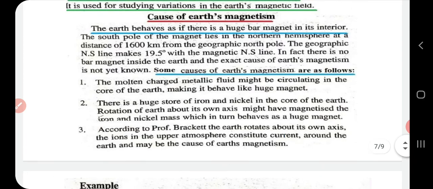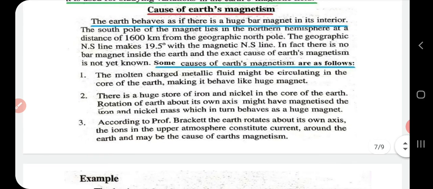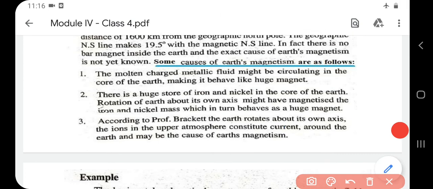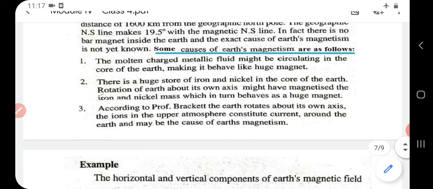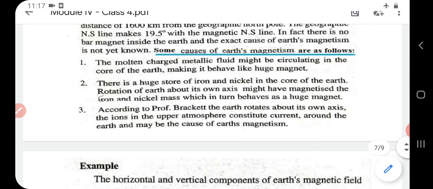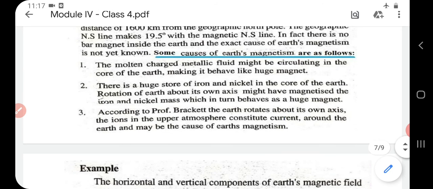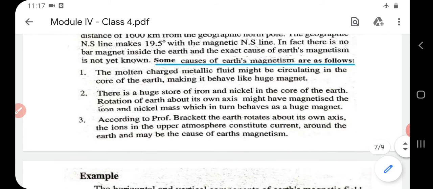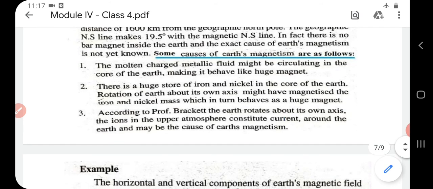Now we know Earth actually behaves like a magnet, or it is supposed to be a huge bar magnet in its interior. Now what may be the causes of Earth's magnetism? These are three causes that are assumed to be the causes of Earth's magnetism, but it's not generally proved. The first one is that it is supposed that a molten charged metallic fluid might be circulating in the core of the Earth. That is, some lava-like molten material circulating inside the core, the innermost portion of the Earth. So that may be the cause of Earth's magnetism.